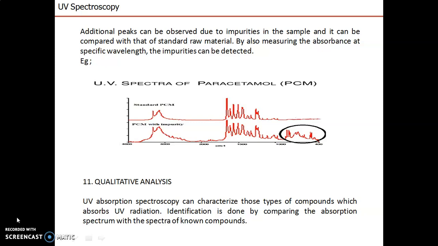Then qualitative analysis. It is also applicable, a little bit, for qualitative analysis, as UV visible spectroscopy can characterize those types of compounds which absorb UV radiation. Identification is done by comparing the absorption spectrum with the spectra of known compounds.